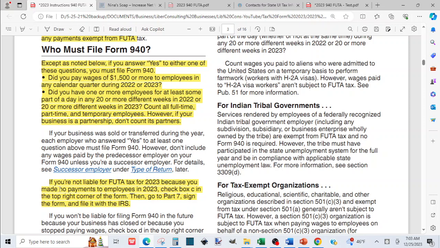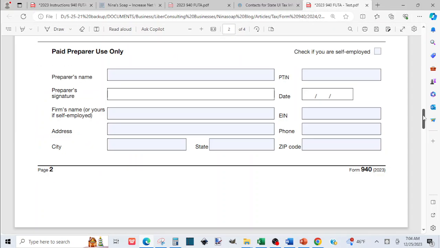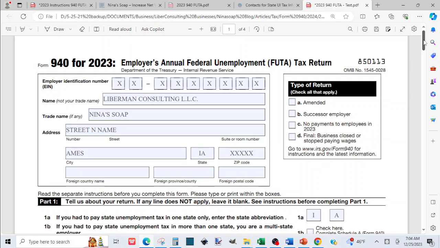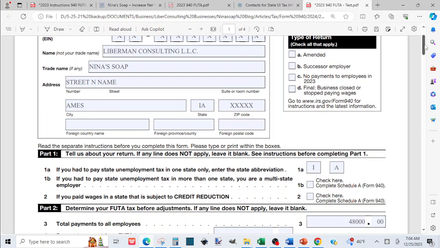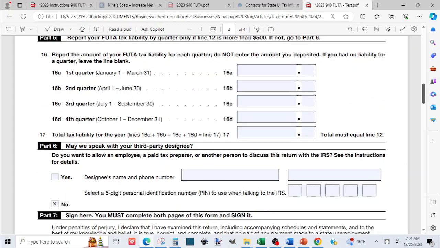And if you are not liable for FUTA tax for 2023 because you made no payment to employees in 2023, check box C in the top right corner of the form. Then go to part 7, sign the form and file it with the IRS. And box C is no payments to employees in 2023. And we have a video on how to file Form 940 with no wages or no employees, and we will see how we file it as well.